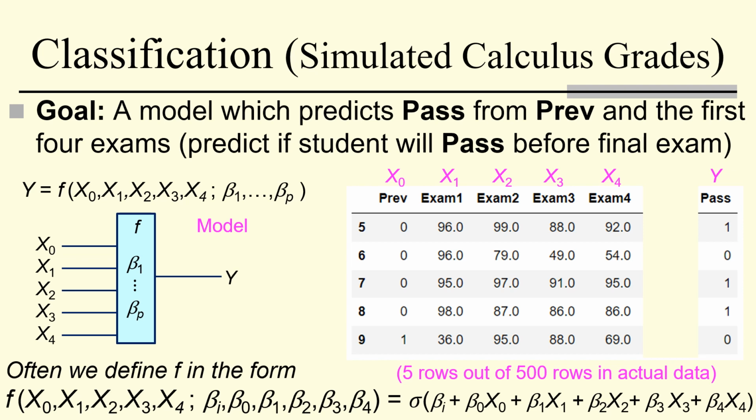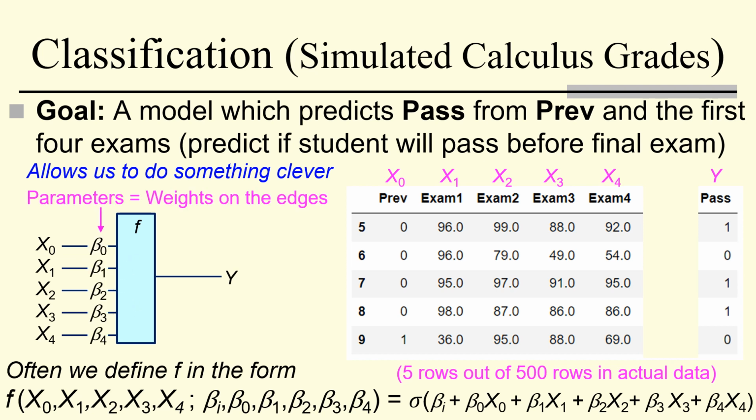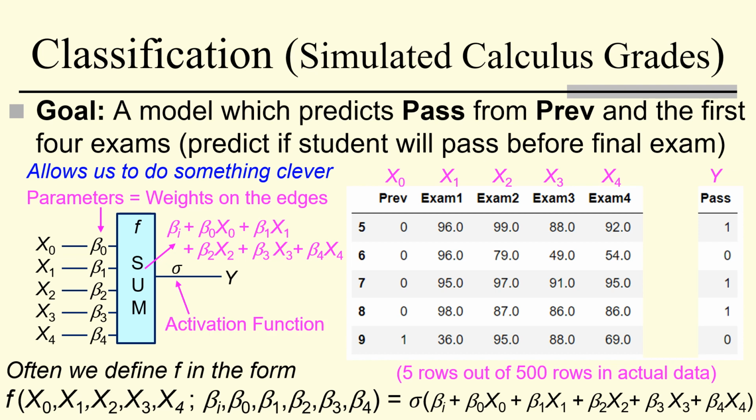We can define f in this form, x0, x1, x2, x3, x4, and then all those parameters is the activation sigma on all of that linear combination of variables. But we can do something very clever. What we can do is introduce parameters as weights on the edges, in which case this sum is just this long linear combination. And then we apply the activation function.